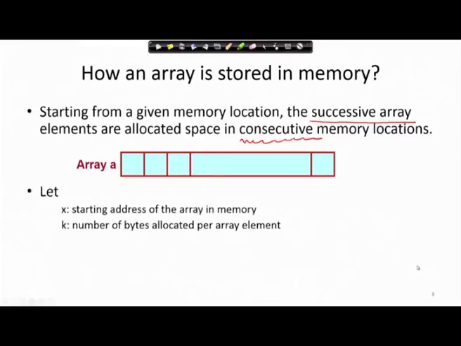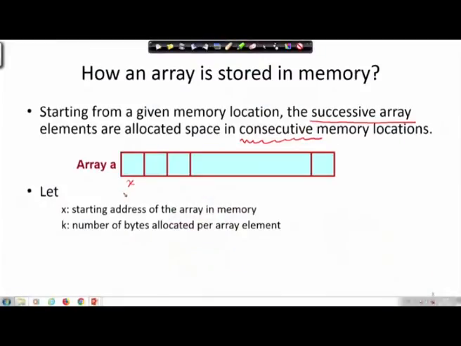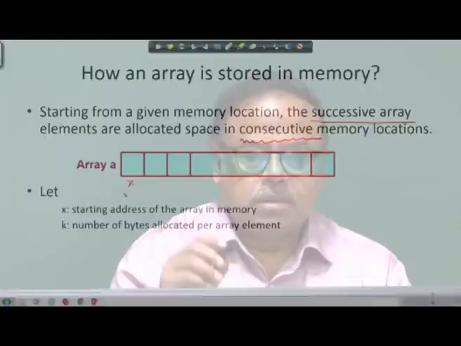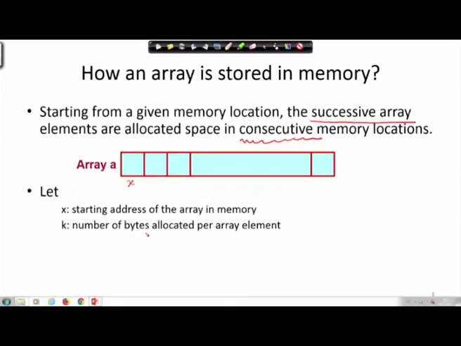Let us do the same computation again. Let x be the starting address of the array, and k is the number of bytes allocated per array element. I had shown it for an integer; now I am showing it in a generalized form. x was the starting location, say 1000 or whatever, and k is the number of bytes allocated.